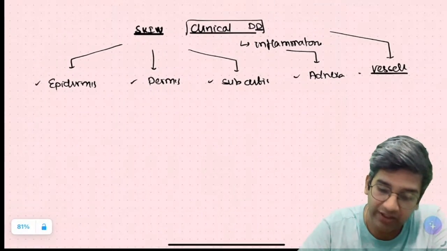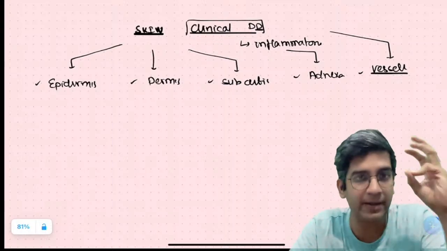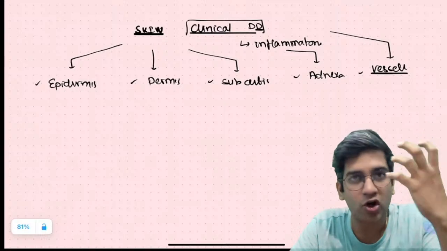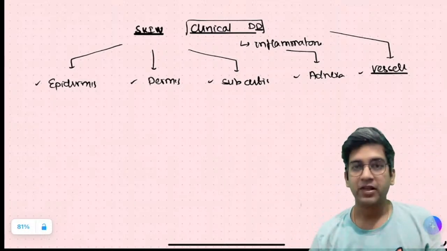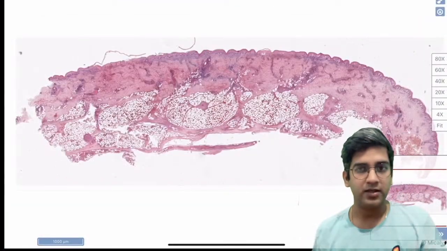Now I will go back to the case and I want you to tell me which area you think is the primary problem. Is it in the epidermis? Is it in the dermis? If it's in the dermis, is it just the collagen of the dermis, or the adnexa, or the vessels of the dermis, or the subcutis, right? Are you ready? If you guys are ready, put on a thumbs up smiley. Let's start with the discussion, right?